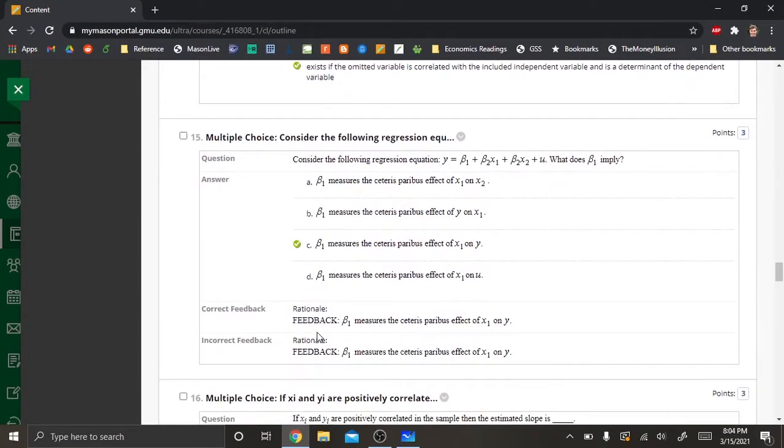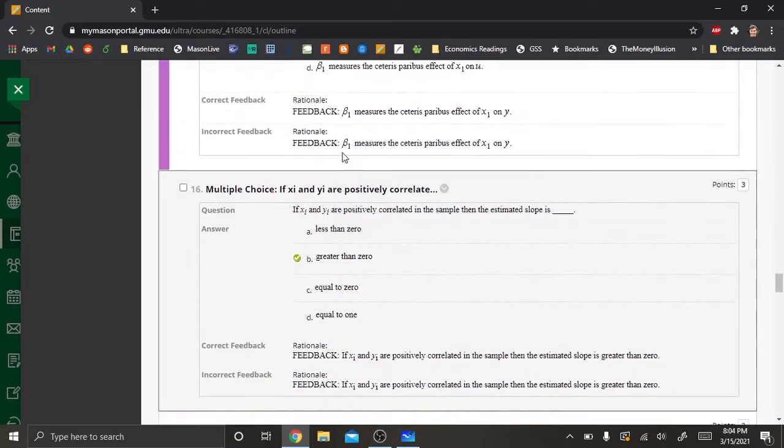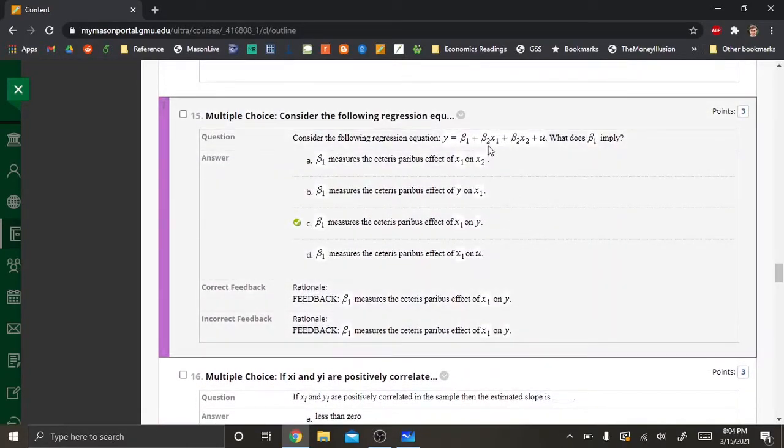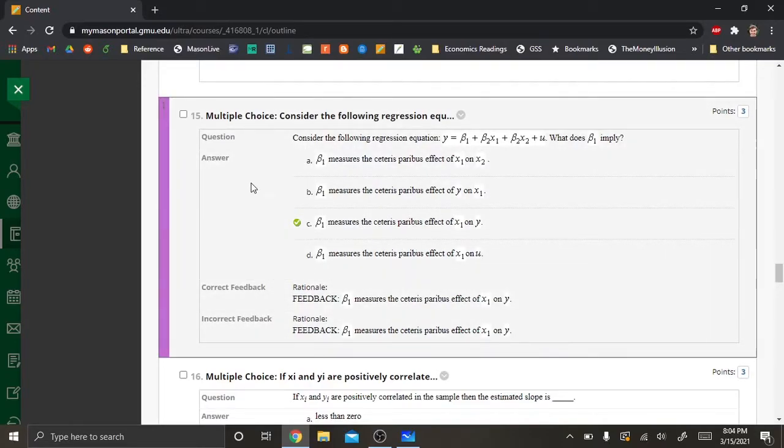All right, here's a multiple regression question. We've got 2 independent variables, x1 and x2, and it's asking how do you interpret the slope coefficient on x1, beta 1. If you remember from the multiple regression slides, beta 1 is measuring the effect of x1 on y holding x2 constant. Another way of saying holding x2 constant is ceteris paribus, so the answer to that one is C.